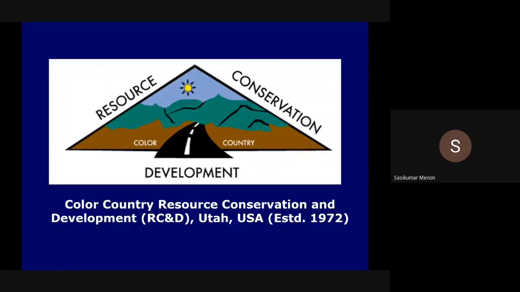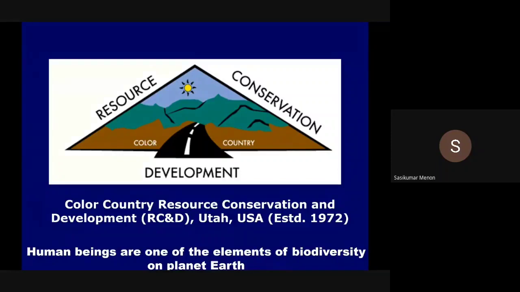Something which we all want to do is sustainable development. This picture I just wanted to share with you, because I got very much impressed when I saw this particular emblem of this County Resource Conservation Center. Now, human beings are also one of the elements of biodiversity, because we don't talk about just wildlife, we talk about the biosphere, where human beings, their culture, their diversity also come into the context of biodiversity on this planet Earth.